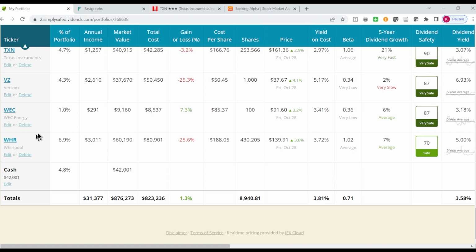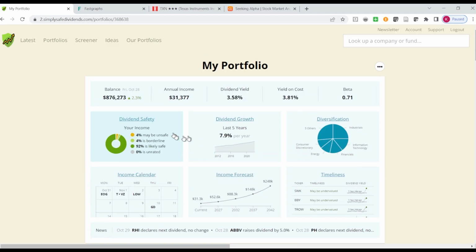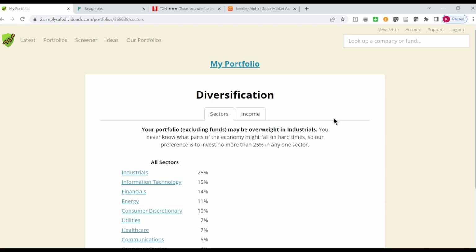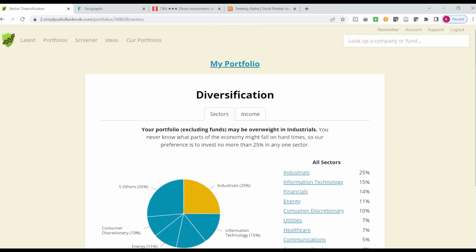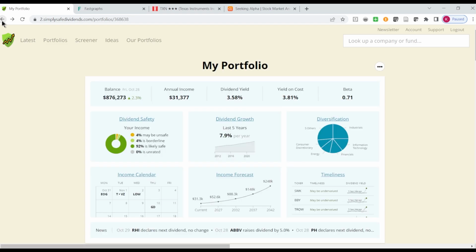And the reason I find that important is it gives me a better sense for what percentage of my total portfolio that Whirlpool makes up. And it also helps me with diversification. When I'm looking at diversification of my overall portfolio, this portfolio management tool really is helpful for me.